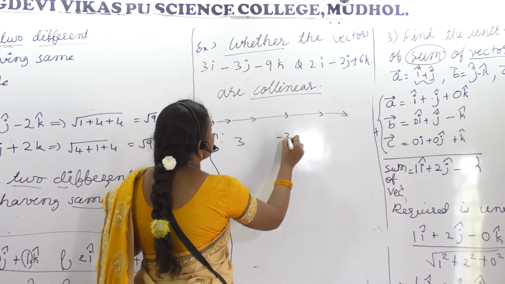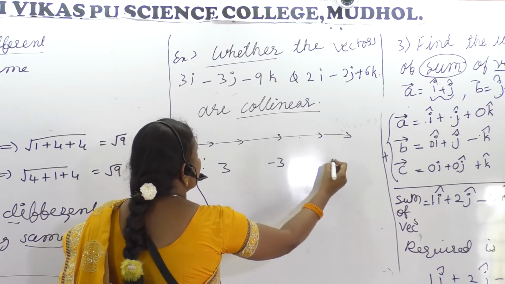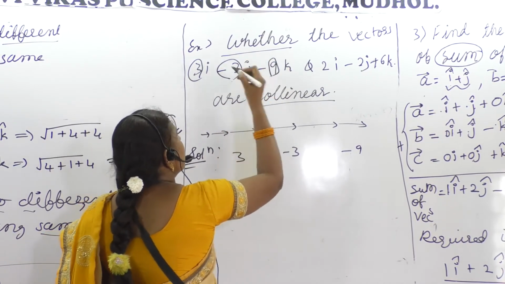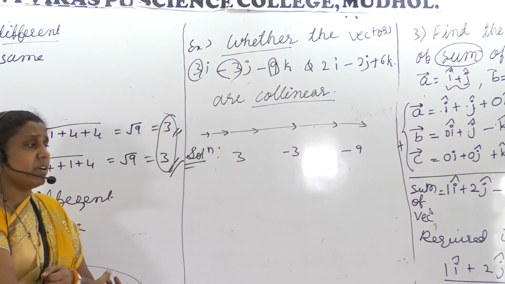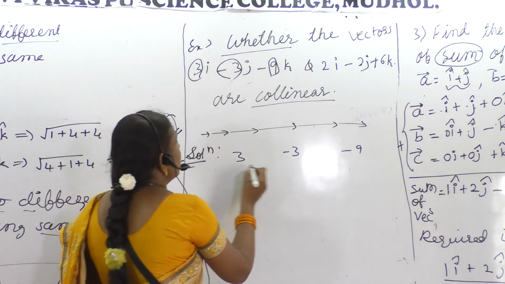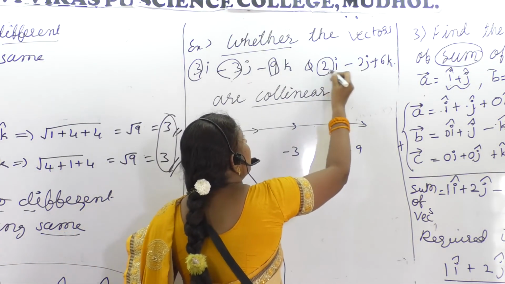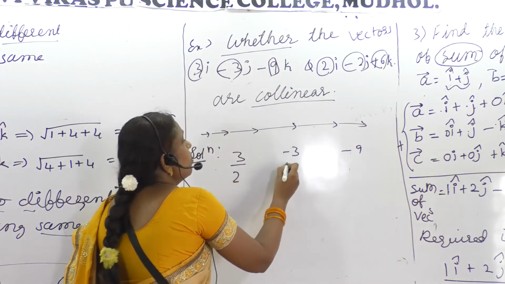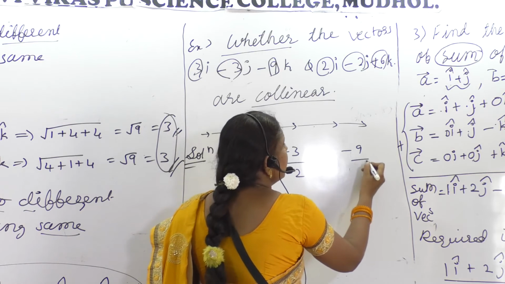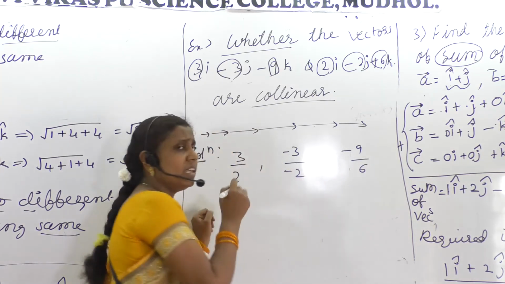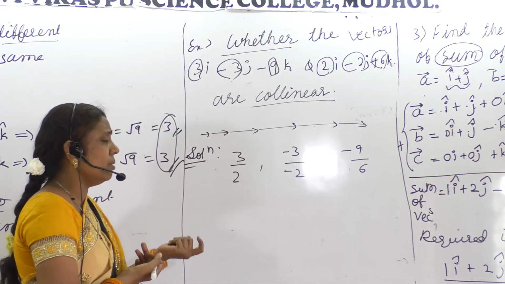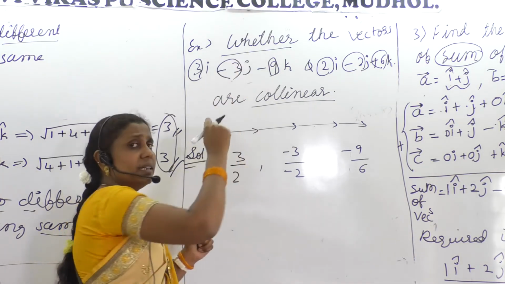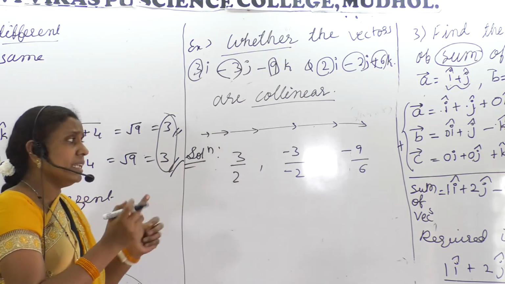3 minus 3, and minus 9. Components I have taken, A1, B1, C1. Next, divided by its components with the sign respectively. 2 minus 2 and here it is 6. I will not write equal to now itself because it may be equal, may not be equal. That only we have to check because the question is whether the points are collinear or not.